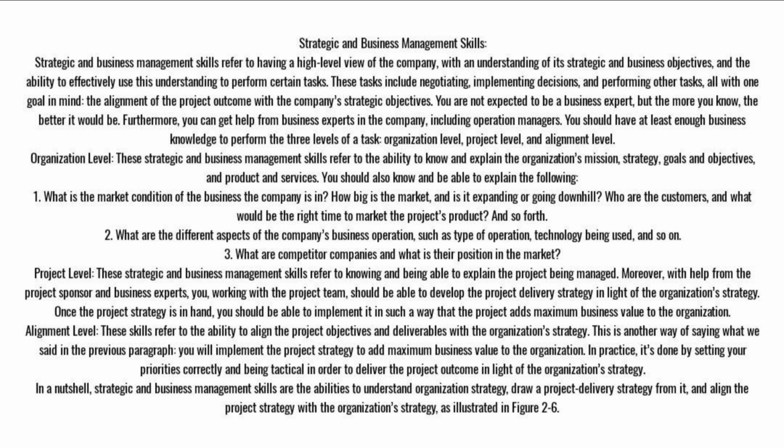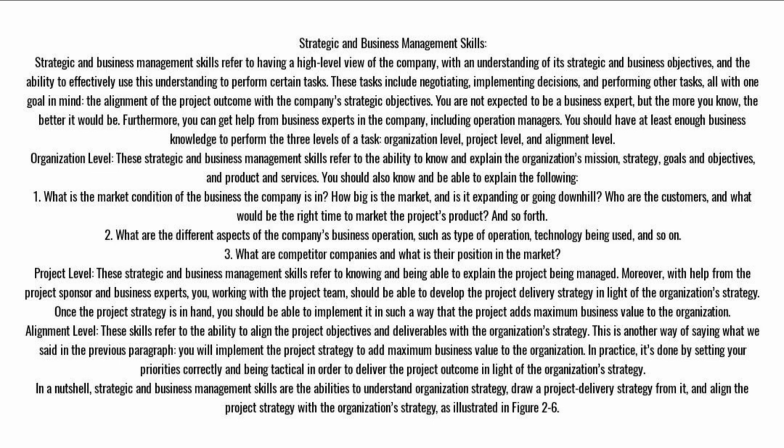Project level. These strategic and business management skills refer to knowing and being able to explain the project being managed. Moreover, with help from the project sponsor and business experts, you, working with the project team, should be able to develop the project delivery strategy in light of the organization's strategy. Once the project strategy is in hand, you should be able to implement it in such a way that the project adds maximum business value to the organization.